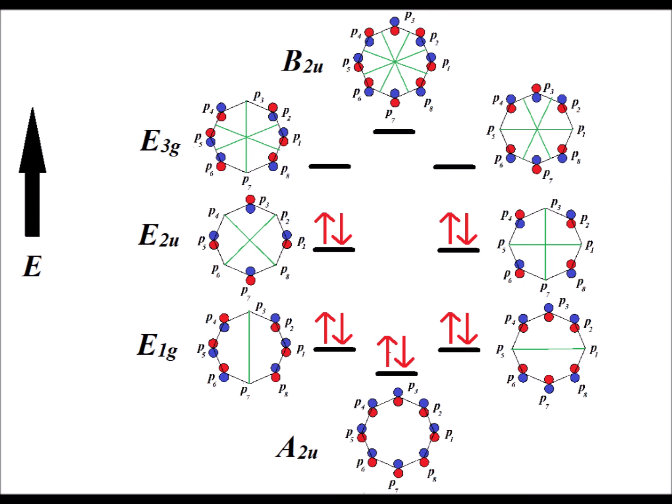Finally, to sum everything up into one picture, here we have representations of the 8 molecular orbitals where we have the pi bonding. We put them in order of energy based upon the number of nodes. A2U has no nodes, so it is the lowest in energy. And then proceeding up to B2U, which has 4 nodes, so it is highest in energy. In between, we have the 3 doubly degenerate pairs, put in order of the number of nodes.